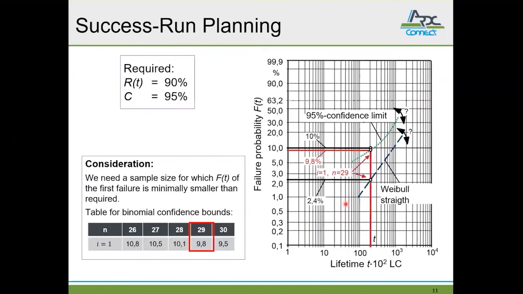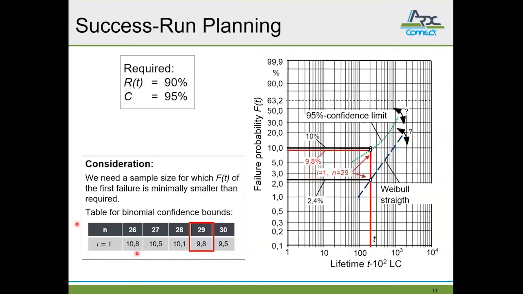And the only solution for this kind of problem, when we have too little information, is the worst case assumption. And this is actually success run testing. Success run is a worst case assumption. What do we do in success run testing? So the requirement is a maximum of 10% failure probability. So what we're going to do is to look for that sample size where the failure probability of the first failure is just a little bit under our requirement.